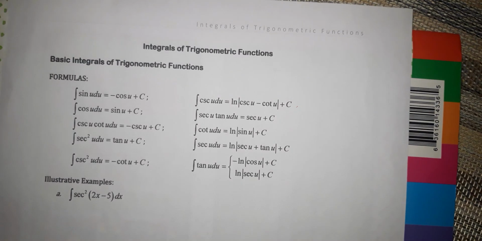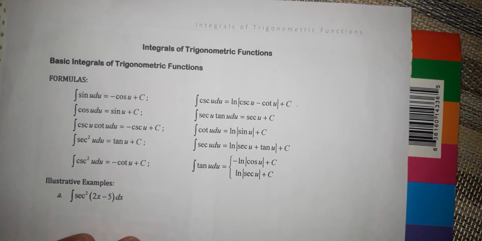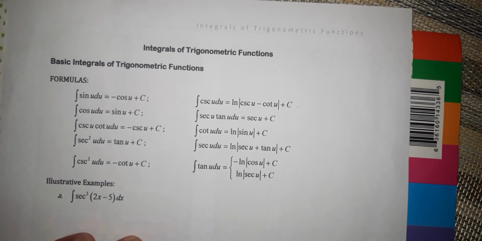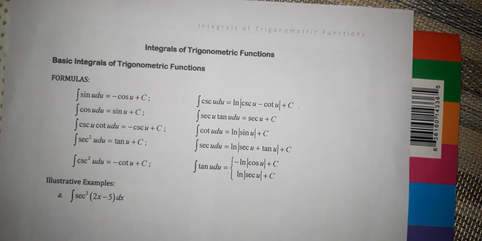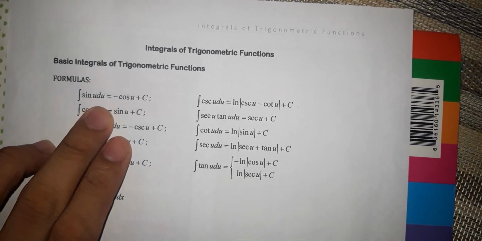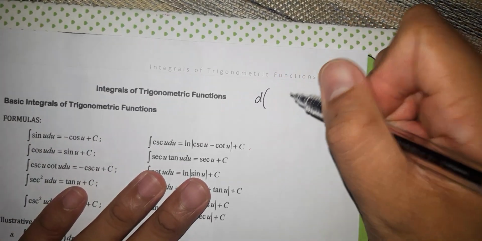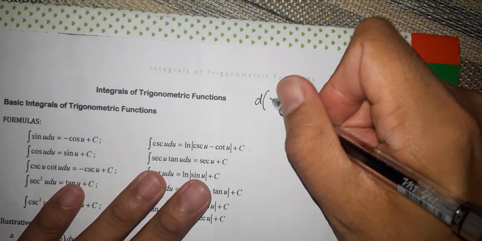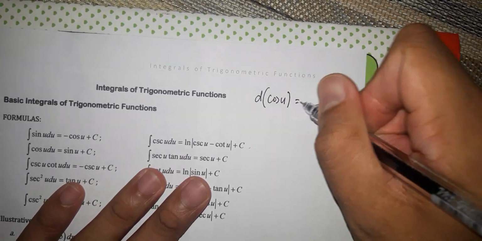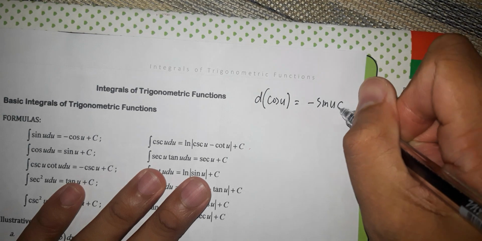Okay, let's proceed with integrals of trigonometric functions. So, punta muna tayo sa basic integration formulas. Meron tayong integral of sine u du, which is equal to negative cosine u plus c. Saan siya nakuha? That is derived from the derivative of cosine u, which is equal to negative sine u du.